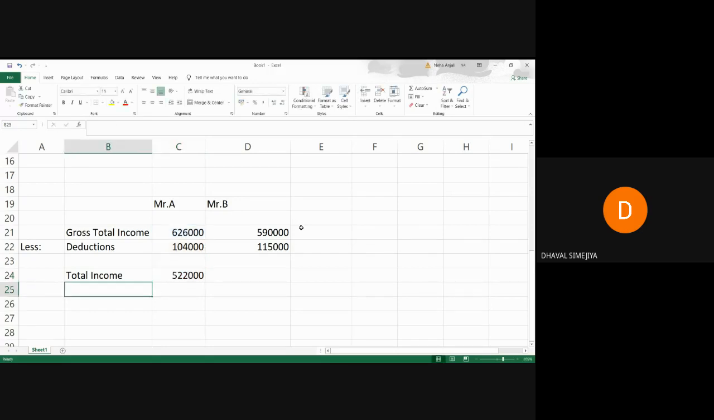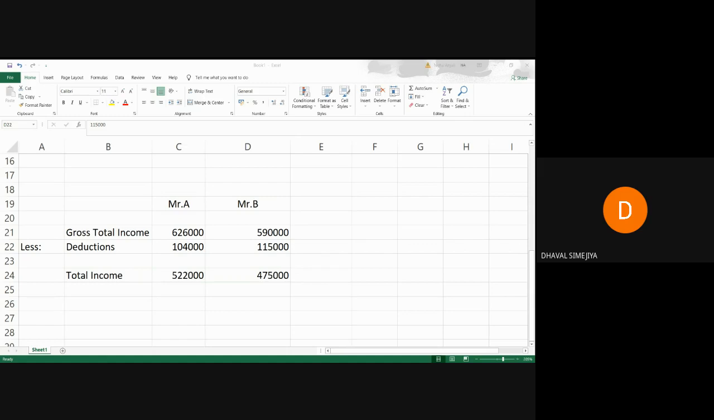So, Mr. A, gross total income 6 lakh 26,000, and Mr. B with the total income of 5 lakh 90,000. Here now deductions available to Mr. A is 1 lakh 4,000, and deductions available to Mr. B is 1 lakh 15,000 rupees. Clear? So total income for Mr. A will be 5 lakh 22,000, and for Mr. B it will be 4 lakh 75,000.